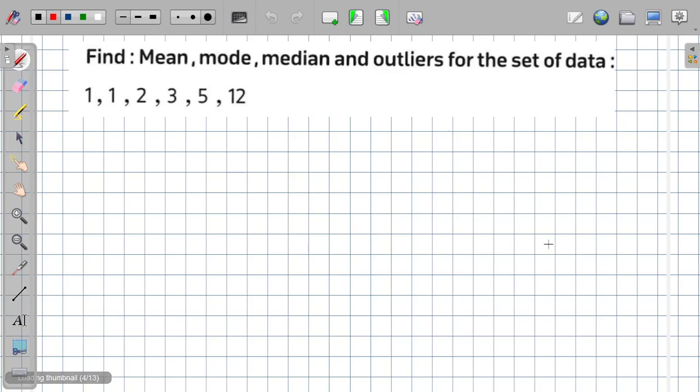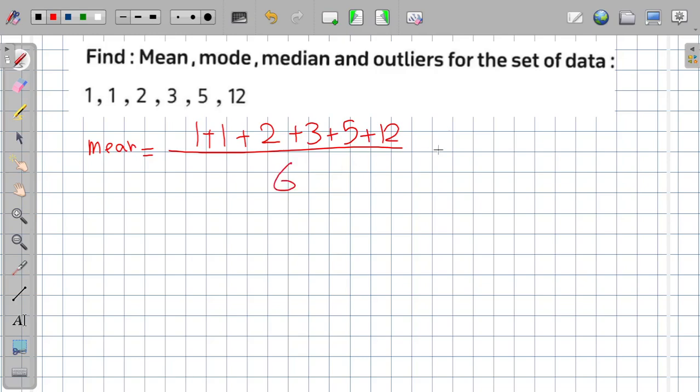Next, I have this example. I wanted to find the mean, median, mode, and outlier for this data set. So I have 1, 1, 2, 3, 5, and 12. So first, I wanted to find the mean. Here, I will add them together and divide them by 1, 2, 3, 4, 5, 6. So I will say 1 plus 1 plus 2 plus 3 plus 5 plus 12. And now all of these divided by 6.